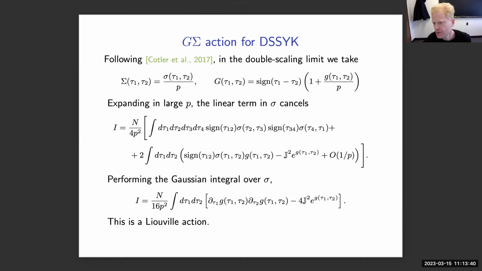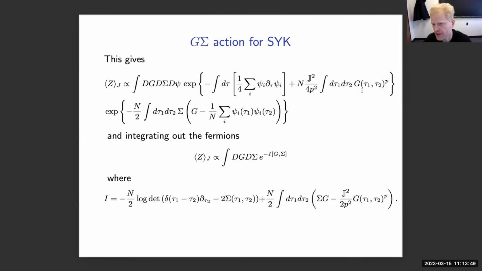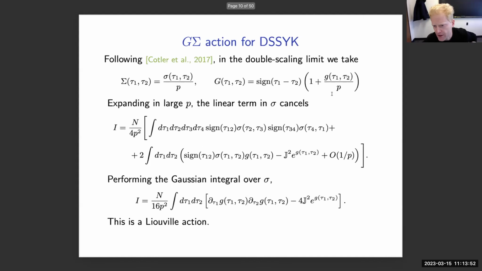Okay, so in the case that P is large, we can substitute this change of variables and do the expansion in P. Previously we had this capital G to the power P. If we raise this expression to the power P, we just get the exponent of small g. And this is the usual sigma G coupling, and this is just the expansion of the log of the determinant term in sigma when we assume that P is large. So this is all valid up to small corrections when P is large.